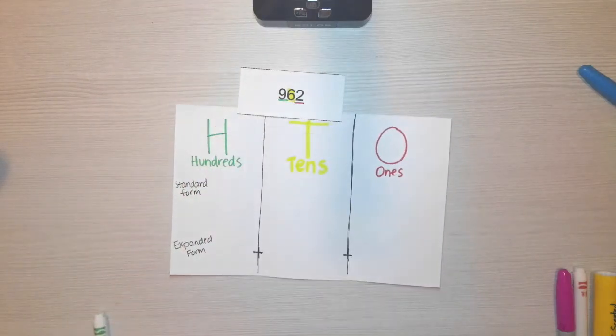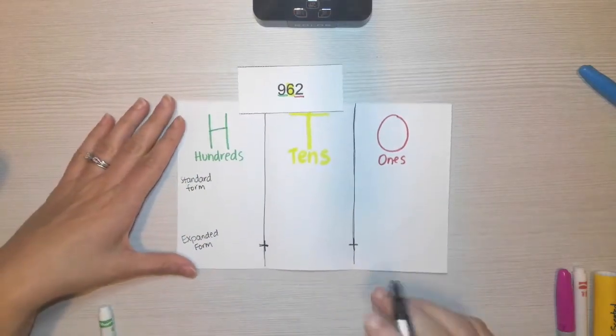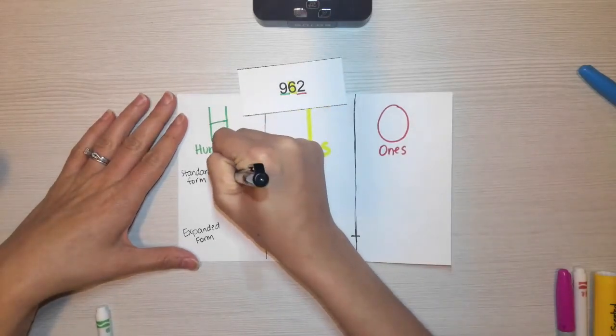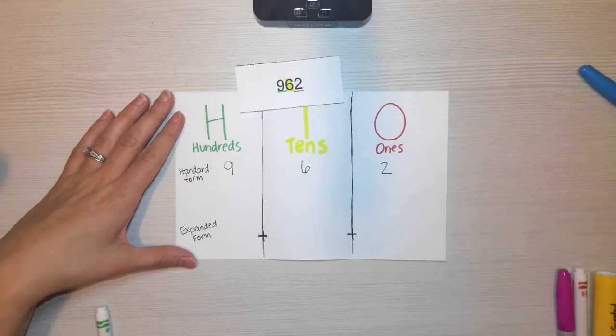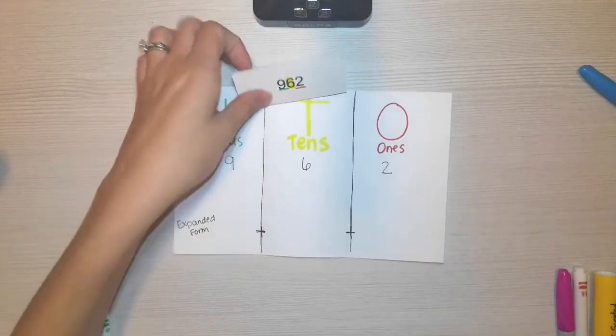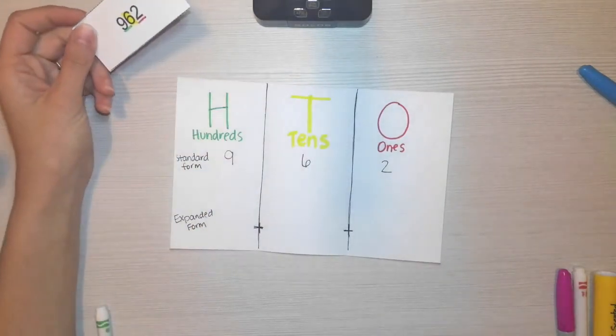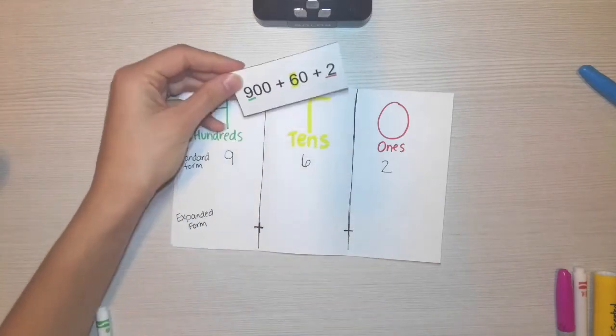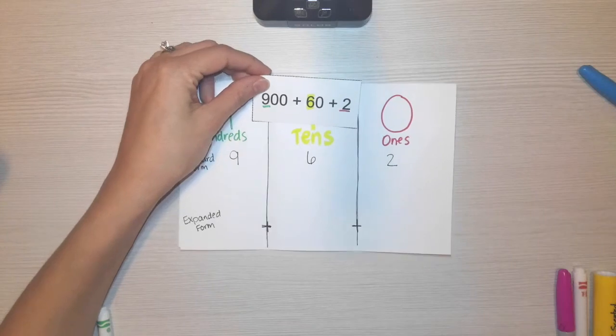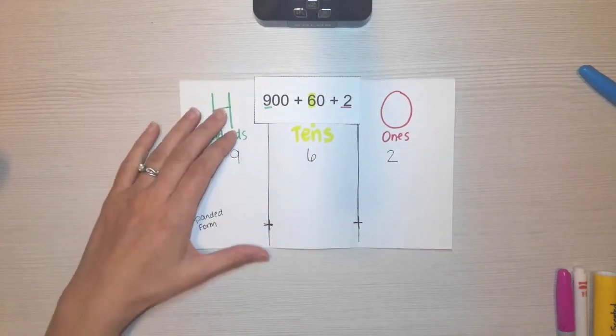So I have 962. If I'm writing it in standard form, I would put 962. It's just the boring old number. It's exactly what you see here is exactly what goes on our place value chart. Now, if we're looking for expanded form, we're going to take that number and we're going to add all of the values of that number.